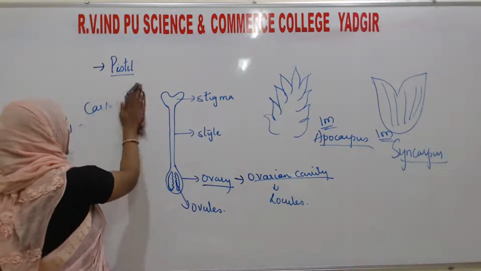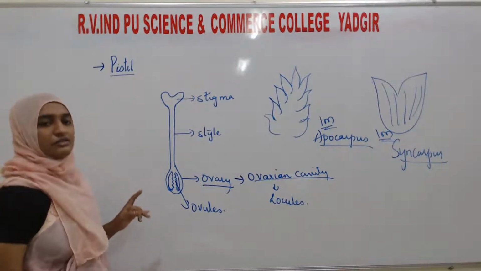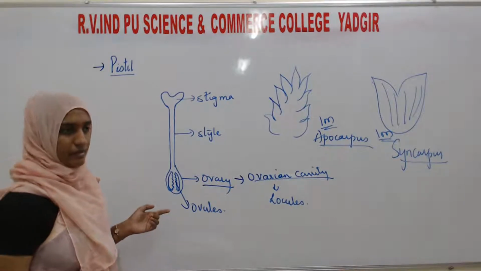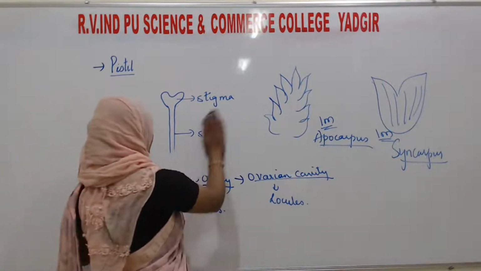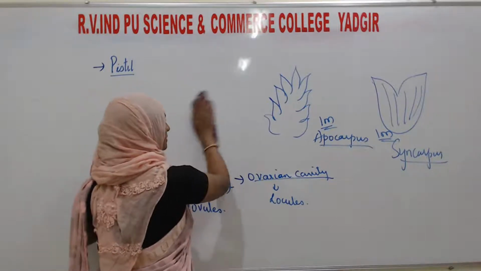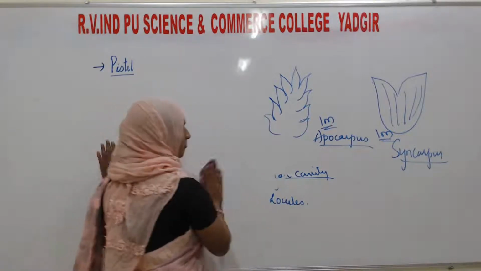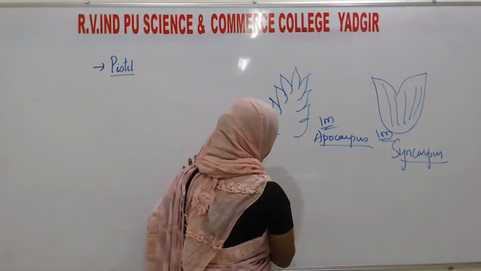So all these things we had studied. If one carpel is there in a flower, it is known as monocarpellary. If two carpels are there, it is bicarpellary. If three, then tricarpellary. If many are there, it is poly or multicarpellary.